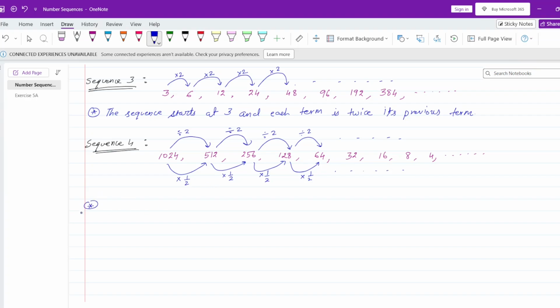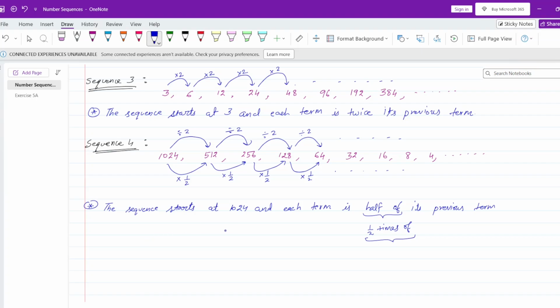So we can say the sequence starts at 1024 and each term is half of its previous term. Instead of this half of, we can also say each term is 1 by 2 times of its previous term. We can also use this phrase here.